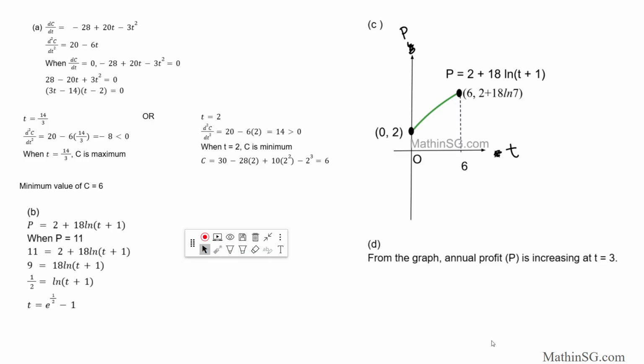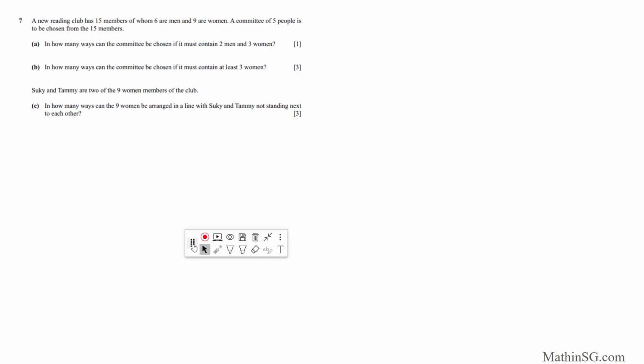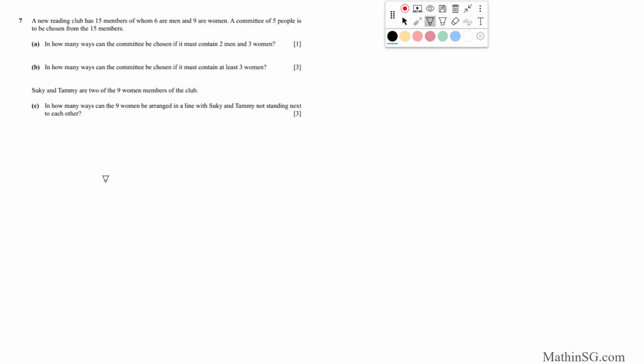All right, moving on to the next question. Let's look at question 7. Question 7 is now a probability, a permutation question. A reading club has 15 members, of whom 6 are men, 9 are women. A committee of 5 people is to be chosen from 15 members. How many ways can the committee be chosen if it must contain 2 men and 3 women?